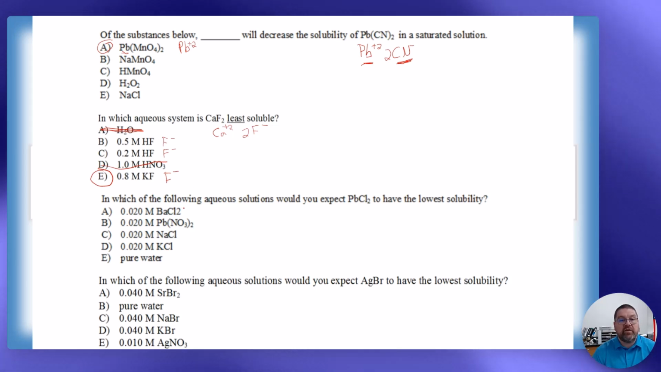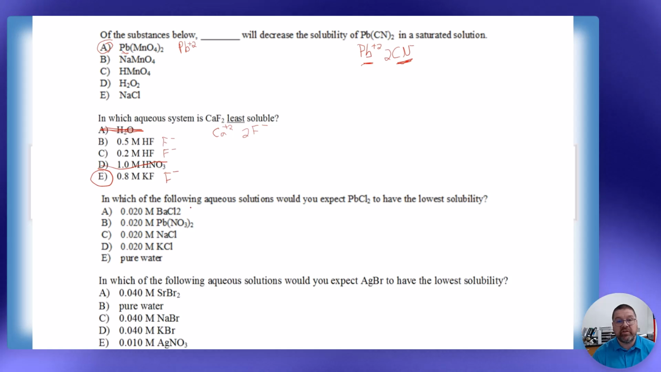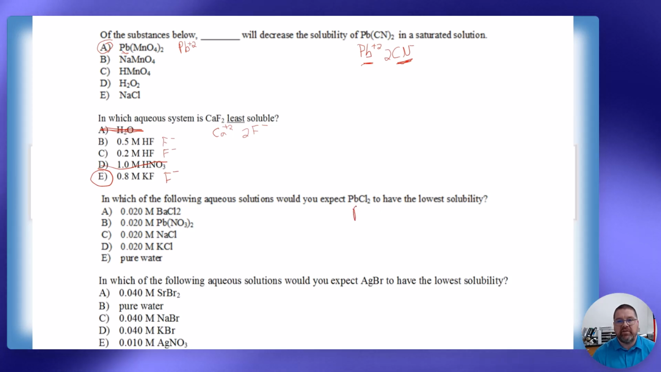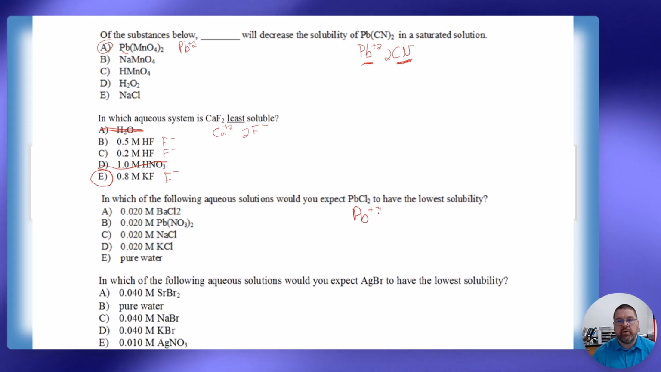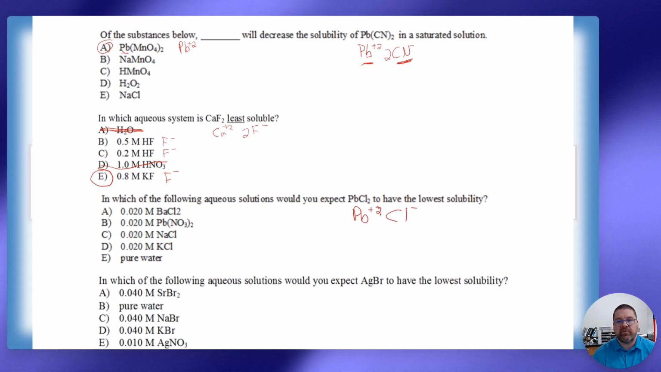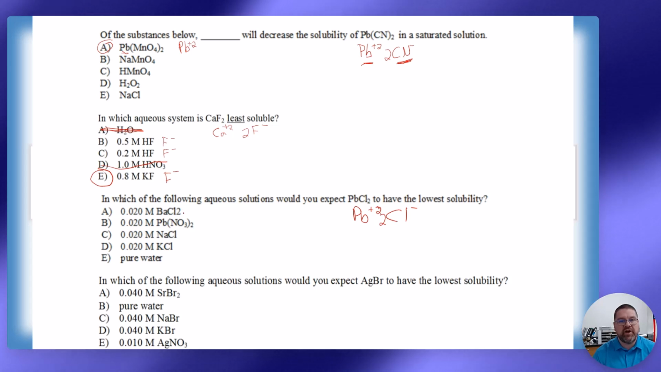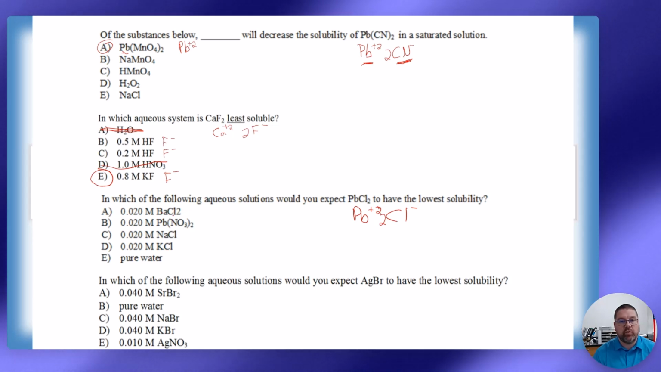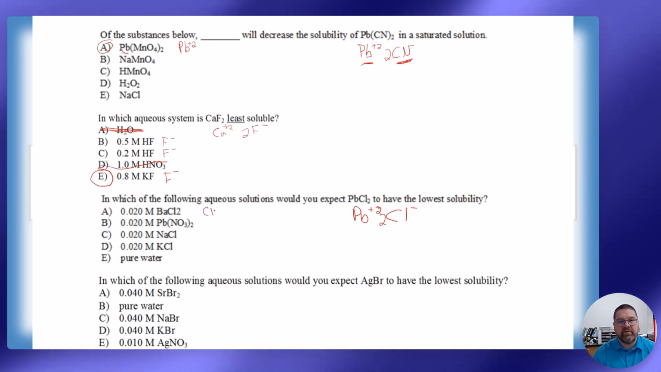All right, next example, in which of the following aqueous solutions would you expect lead-2 chloride to have the lowest solubility? Again, looking for lead-2 ions and looking for chloride ions. Okay, 2 of them when that dissociates. And so in the first one, we see chloride is present. That 2 should be subscripted. But we are going to get chlorides, all right, specifically 2.